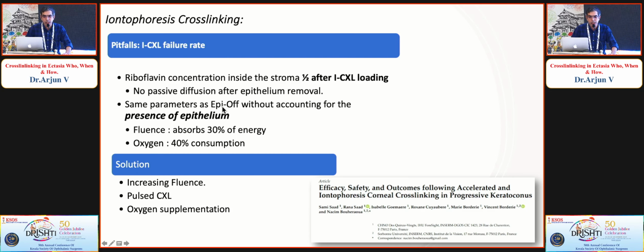And in epi-on, again, the fluence decreases by 30% and the oxygen consumption is about 40%. To improve it, you can increase the fluence or make it pulsed. In pulsed, it's not a continuous delivery. During the break time, the oxygen will replenish and you can continue with the C3R, or you can supplement oxygen from outside.